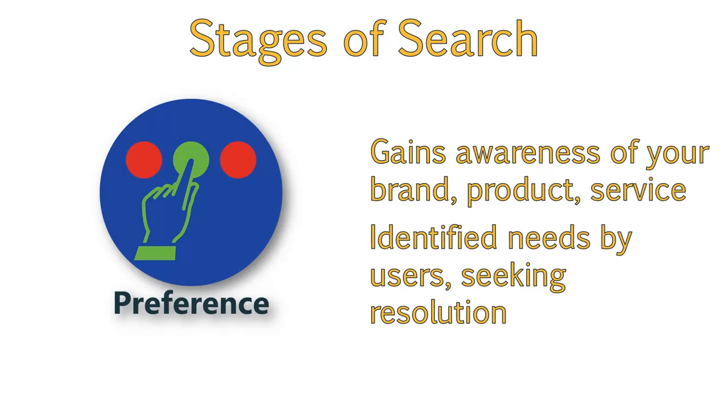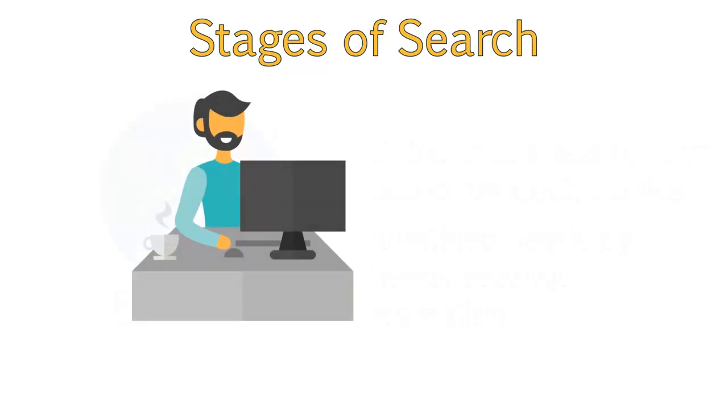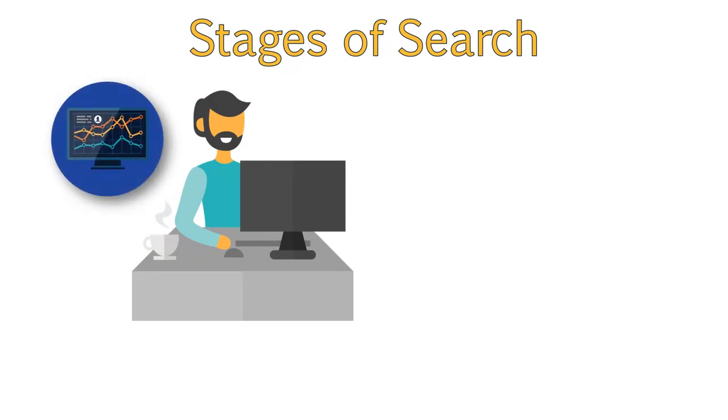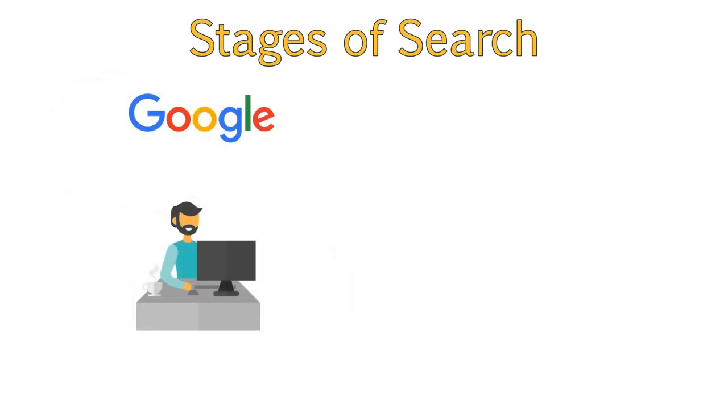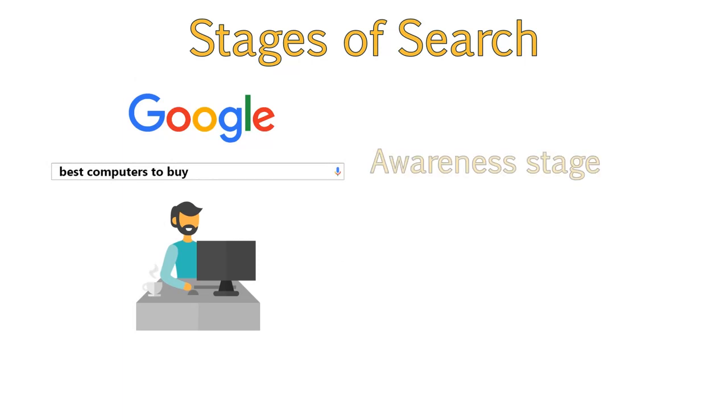Let's use an example user to illustrate the search process. We'll call this user Tom. Tom decides he needs a computer, but he doesn't know what kind. So he turns to his preferred search engine, probably Google, and types "best computers to buy." This is the awareness stage.